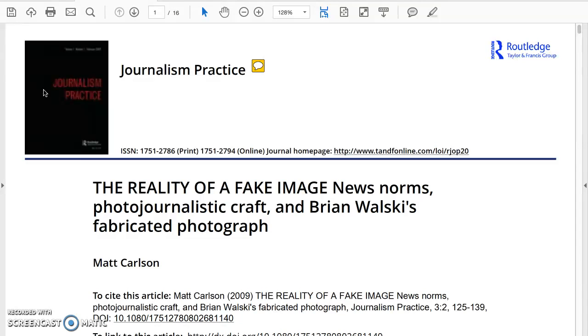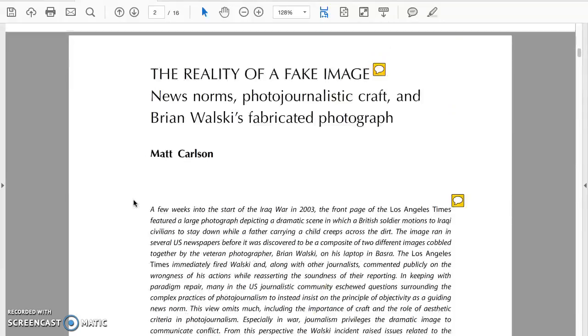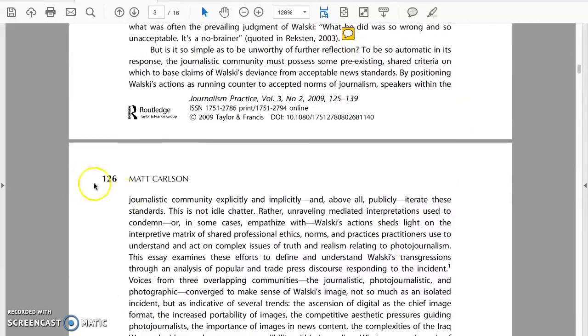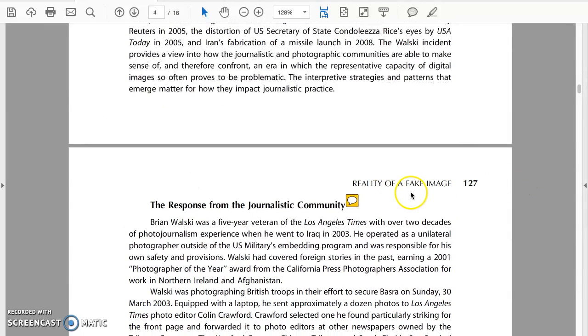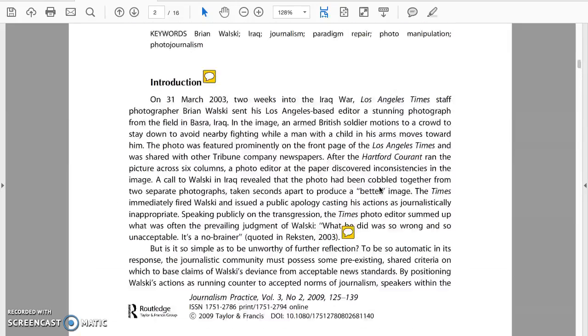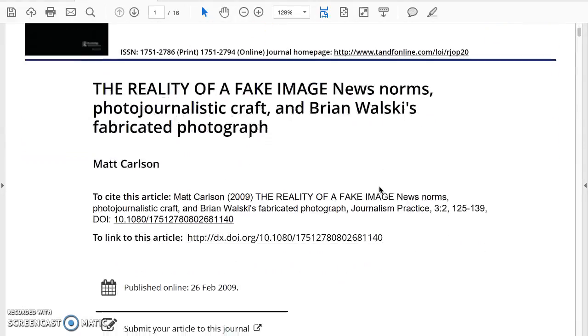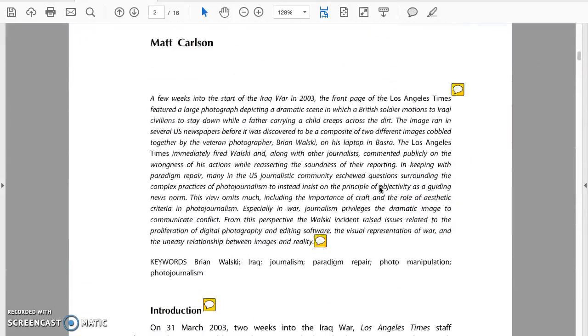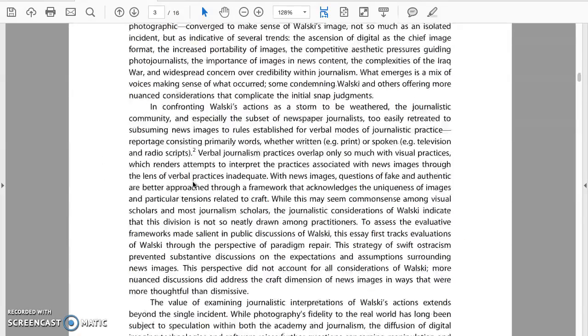So APA requires each page to have a header that is relative to the article's title. For this one, they used Matt Carlson and the page number, and they alternate it with the title. This is, I guess, part of a book, so that's why they have alternating pages.